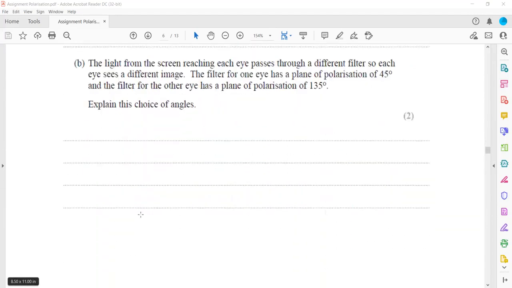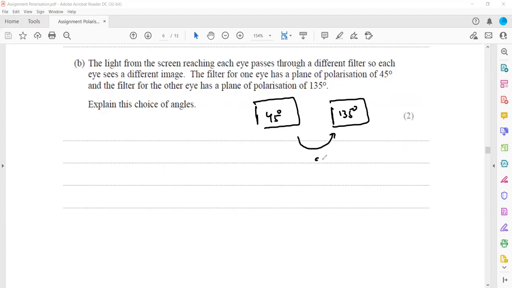The second part: the light from the screen reaching the eye passes through the filter so that each eye sees a different image, and the filter on one eye is placed at 45, another one at 135. Explain this choice. So if one of the filters is at a 45 angle, the other filter is at 135. What is the difference between them? The difference in the angle is 90.